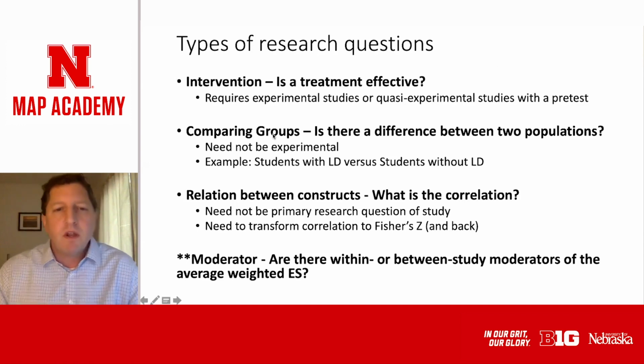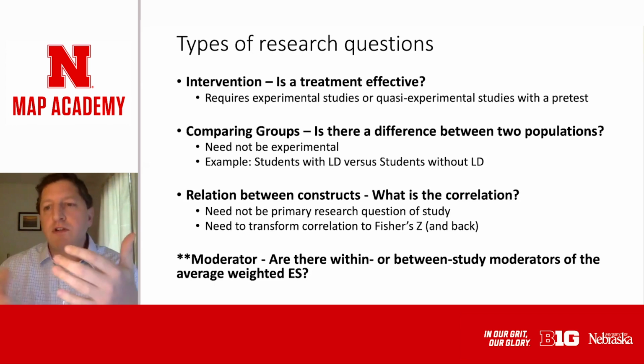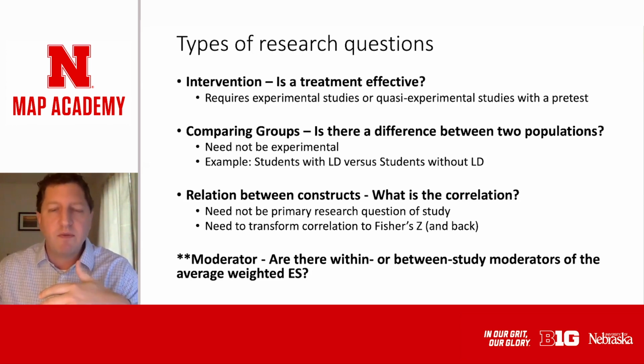So sorry about that. We can also compare groups, which is the example that I showed you a few minutes ago, where we were comparing students with speech language impairments to their general ed peers, kids without speech language impairments, essentially. So we can also look at students with LD versus students without LD, and LD stands for learning disabilities. These studies don't have to be experimental in order to make these comparisons. They just have to have separate descriptive statistics for both groups, so that you can calculate an effect size to compare those two groups.